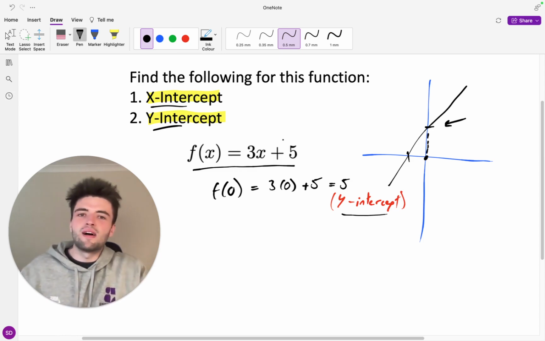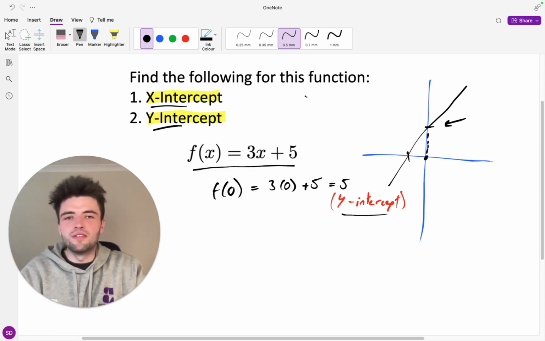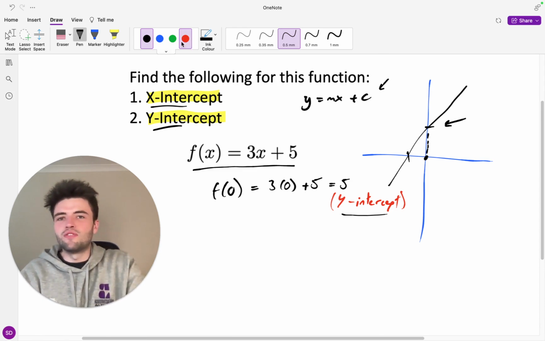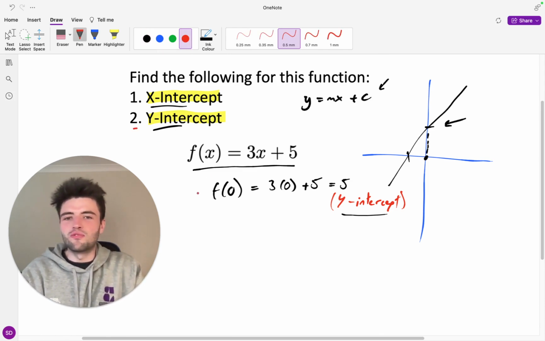And this also links back to coordinate geometry, because if we were to have a line in the form y is equal to mx plus c, we know that c is where the line crosses the y-axis, or the y-intercept. And so we've actually found the second step for this question first, just because that was the order it ended up happening in. But now we're going to go back to step 1.